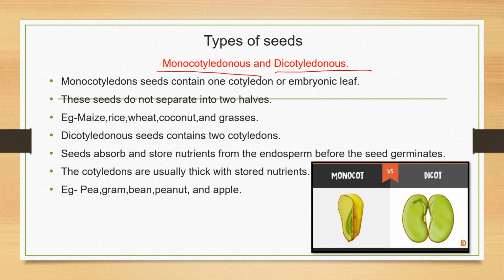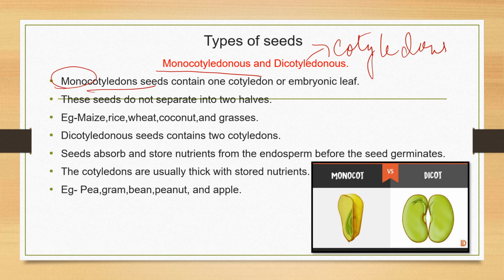Monocotyledonous and dicotyledonous are distinguished based on the number of cotyledons present. Monocotyledonous, as the name suggests, has 1 cotyledon, and dicotyledonous means 2. So dicot means it has 2 seed leaves or 2 cotyledons, and monocot means 1 cotyledon.